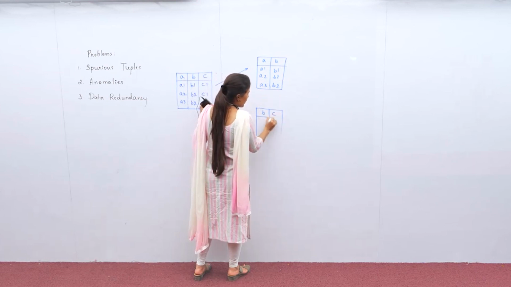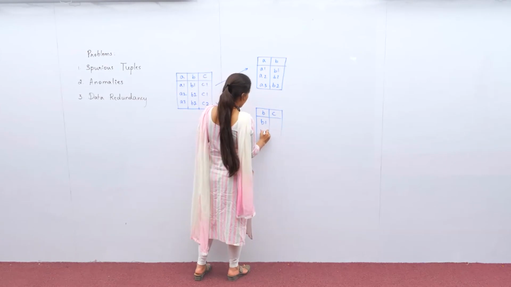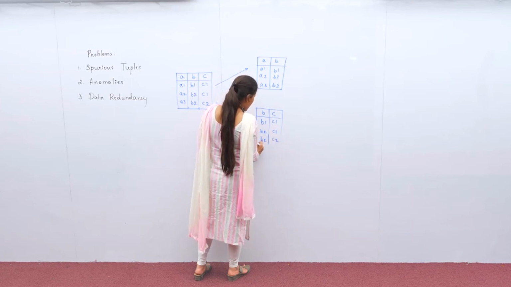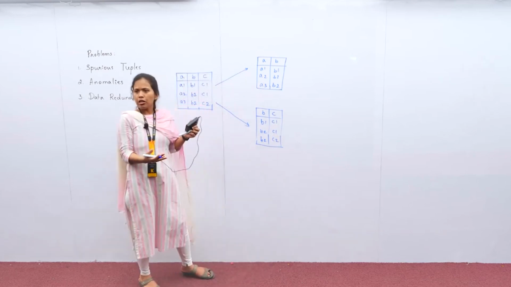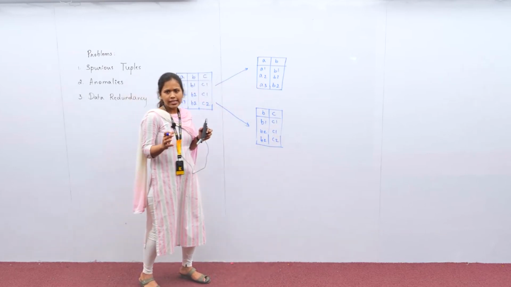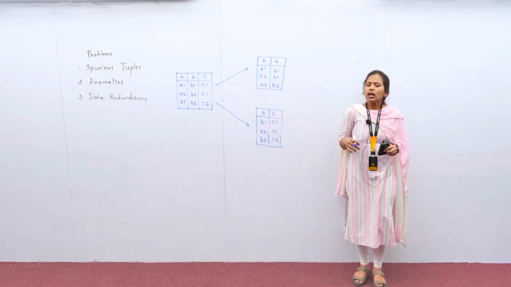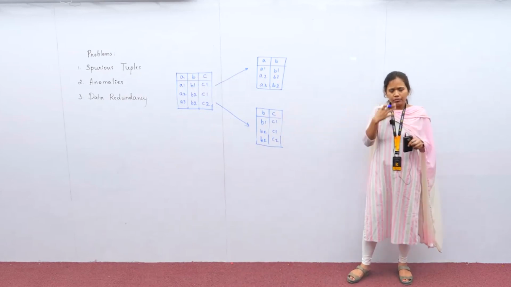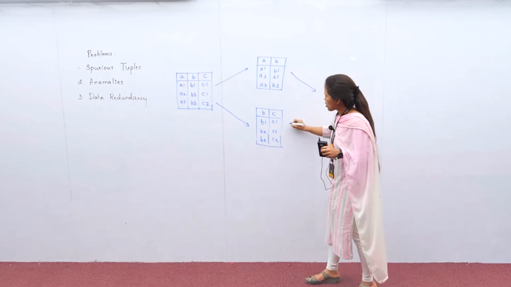So in this table, I'll have B and C. So I'll have the values B1, B2, B2, C1, C1, C2. Like this, I will split the table. Due to some work, I have splitted the table. That is nothing but decomposing the table. Next, maybe for whatever reason I have splitted the table, my work is done. So now what I will do is, I will again join these two tables.